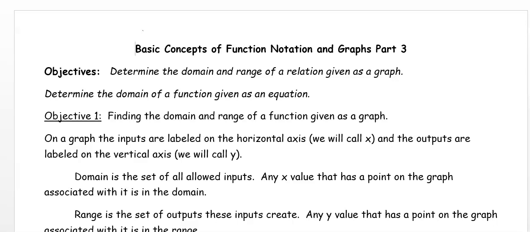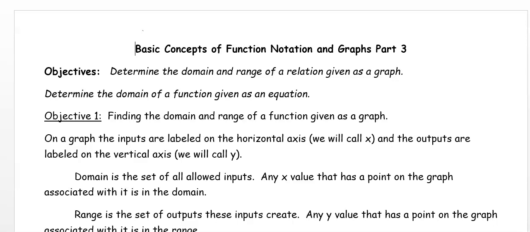Today we're going to look at our third of 3 videos about the basic concepts of function notation and graphs. And our objectives here today are to determine the domain and range of a relation that's given as a graph, and determine the domain of a function given as an equation. We won't work with the range of equations right now because there are other ways to do that we'll learn later, but the more important part is the domain. What numbers can go into the equation and produce a valid result.